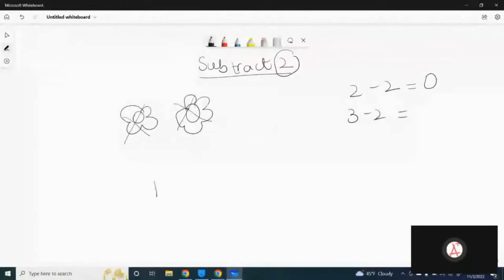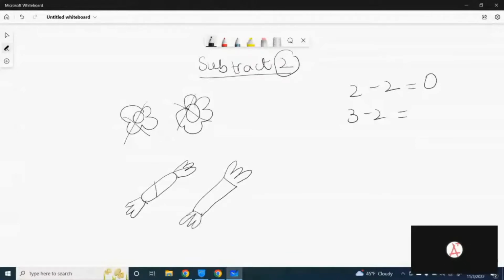Okay, so you have three of the candies. So you shared 2 of them with your brother. So how many candies are you left with? 3 subtract 2 is 1. Got it?